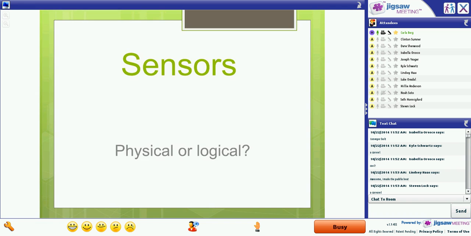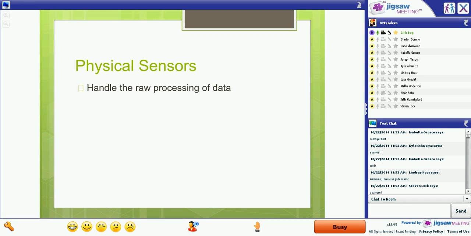Okay, fair enough. Well, let's take a look at physical and logical sensors. A physical sensor handles the raw processing of data. So a physical sensor is, I hit a wall. That's it. Or there's a wall that comes across the laser beam that is going out of the robot. A logical sensor then extracts the data for interpretation.